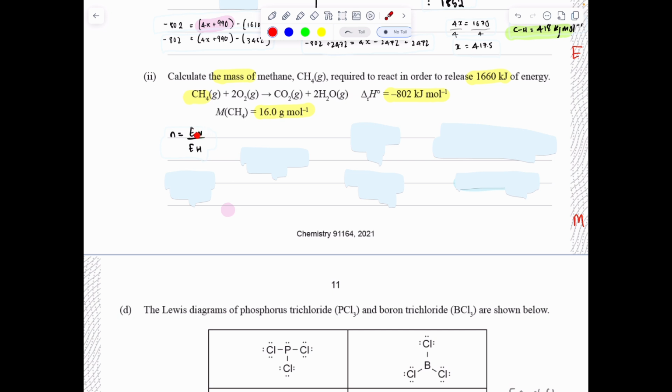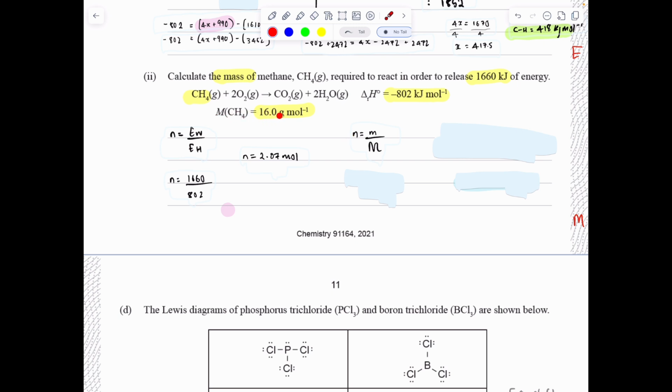So U over E. U stands for energy wanted, and the energy wanted is this. This is what you want some mystery mass to release, okay? So that's up top. EH is going to be the energy that you already have in the equation, so that's this right over here. So, to work out the moles of CH4, you go 1660 over 802, and you get 2.07 moles.